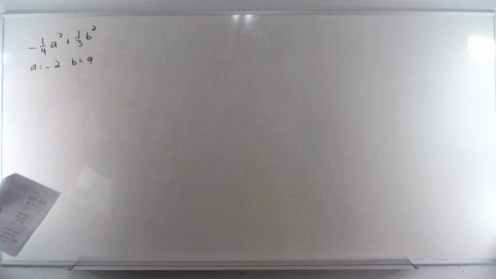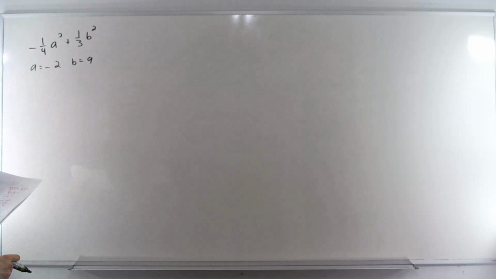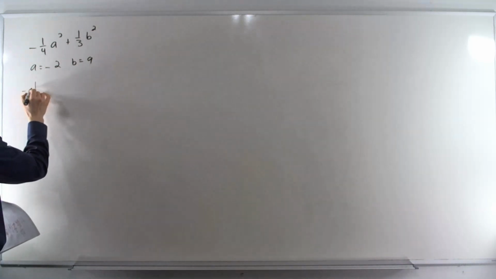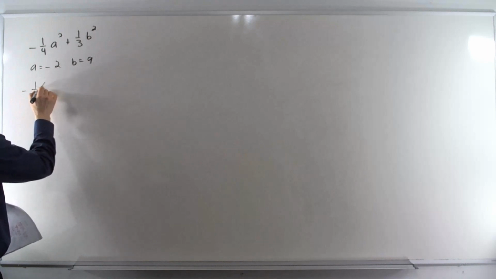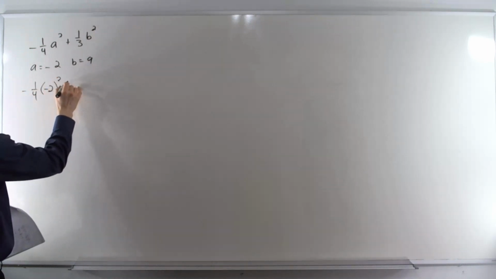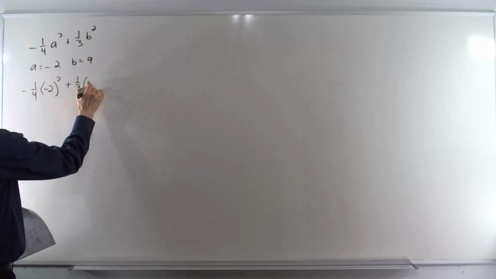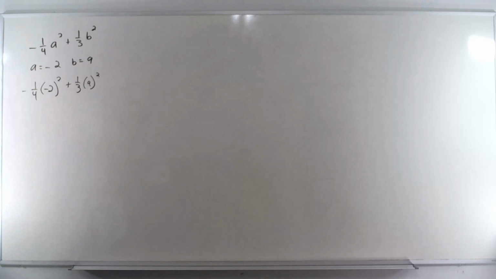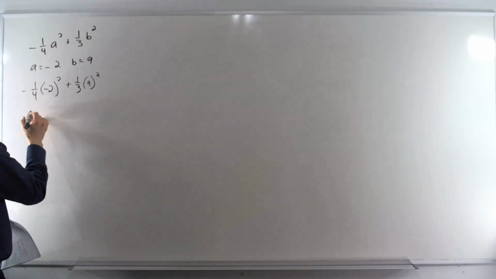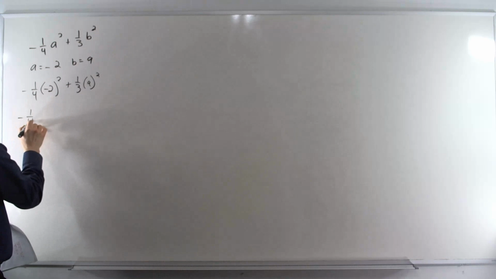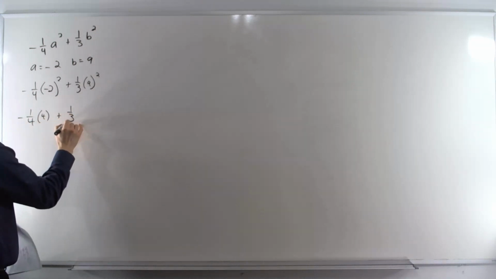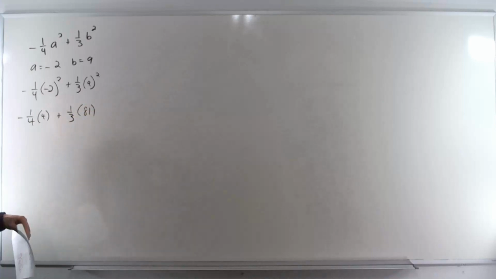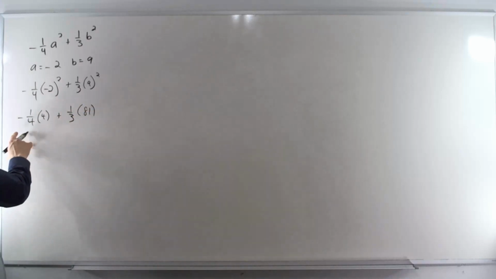So we've got negative 1/4 a squared plus 1/3 b squared, where a equals negative 2 and b equals 9. So let's plug it in. Now evaluate the exponents. Negative 2 squared is positive 4. So it's negative 1/4 times 4 plus 1/3 times 9 squared, 81. Now we'll multiply these.